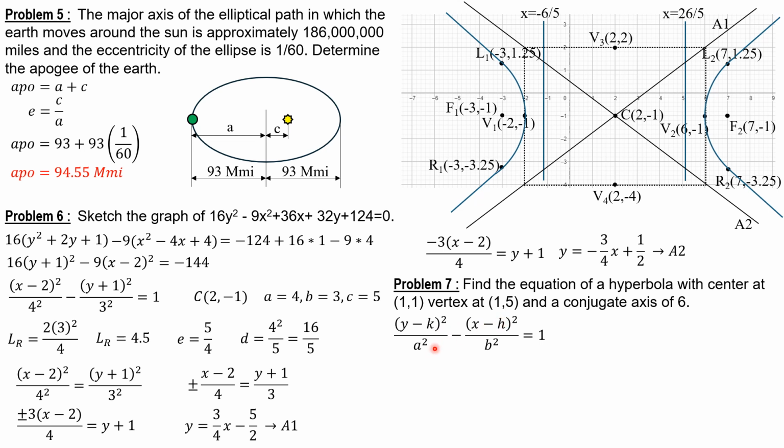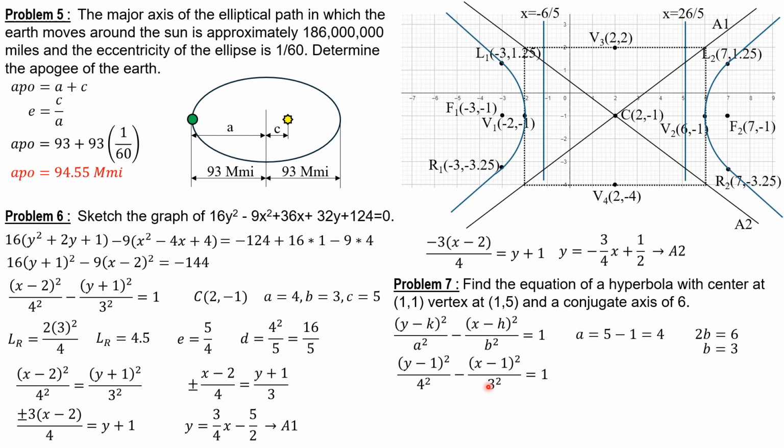Then the vertex, upper vertex, the distance from the center is 5 minus 1. A is 5 minus 1, so it is equal to 4. Length of conjugate axis is 2b. 2b equals 6, so that means b is 3. So c is square root of a square plus b square, square root of 4 square plus 3 square, and that is equal to 5. Although it's not required here because you are just looking for the equation of this hyperbola. So substitute here because a is already known, b is also known, 3, a is 4. Then k is 1, h is also 1. So we have (y minus 1) quantity square over 4 square minus quantity (x minus 1) square over 3 square equals 1.